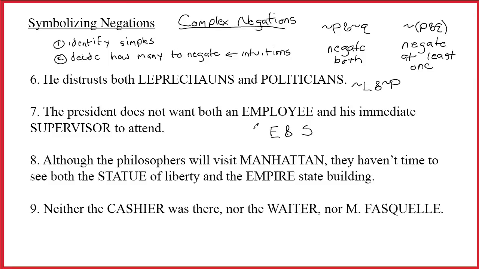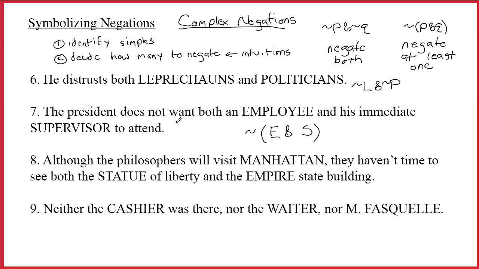Now, you ask yourself how many of these need to be negated using intuitions. So the best thing to do is imagine that you're working at this place and it's your job to send people off. Well, if somebody says this sentence to you, what are they saying? The president does not want both an employee and his immediate supervisor to attend. Is he telling you don't send either person? No, he's saying don't send both of them together. So that's why we have to negate just at least one of them.